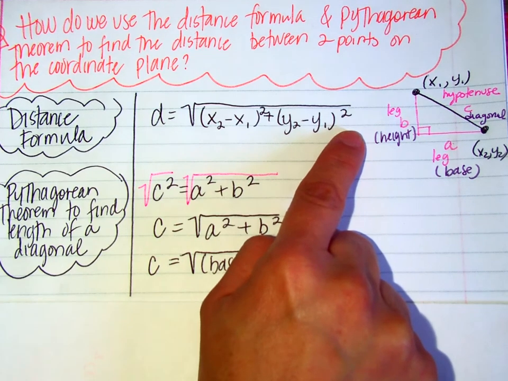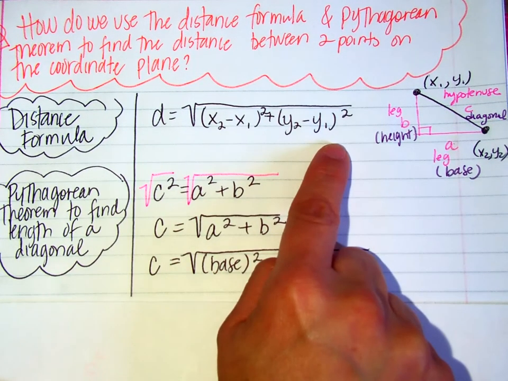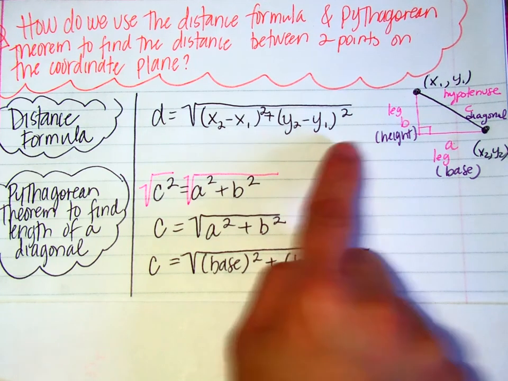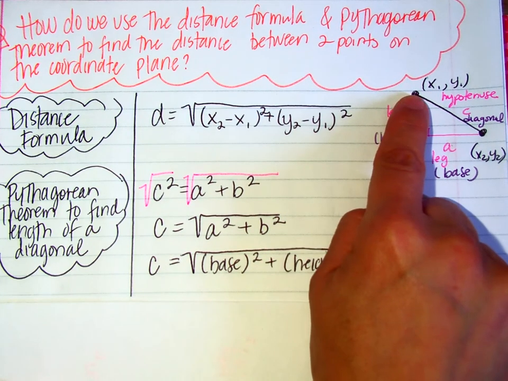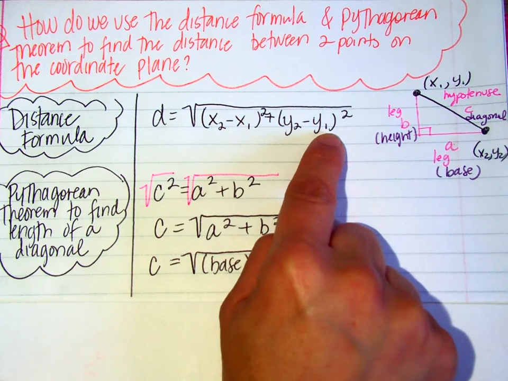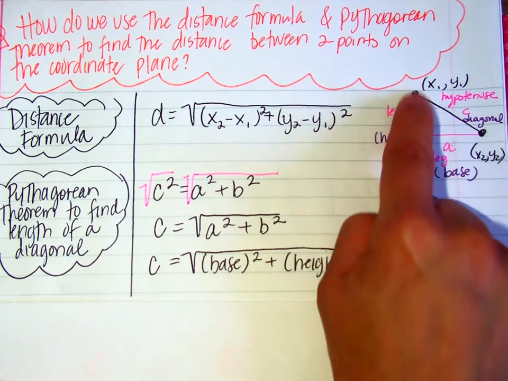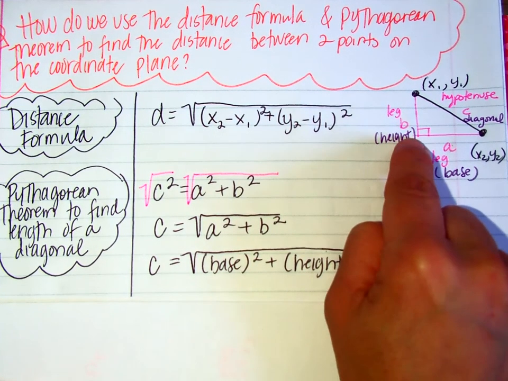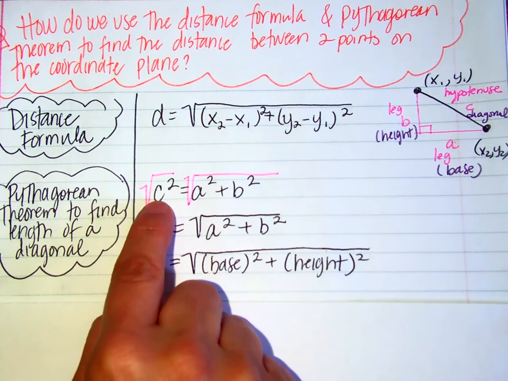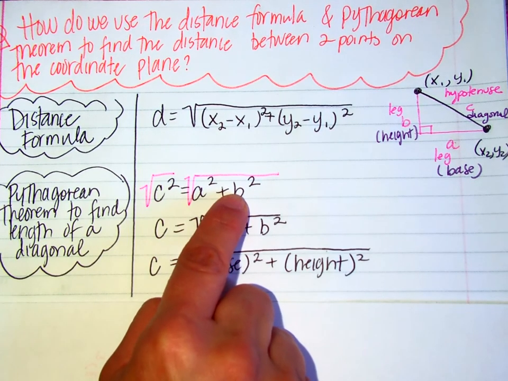Now, when we are given 2 points, using the distance formula is the most ideal way. However, when we are on the coordinate plane, then we have 2 options. We can either use the distance formula itself, or we can create a right triangle by making a base and a height, and then we can apply the Pythagorean theorem that we learned in our previous video.